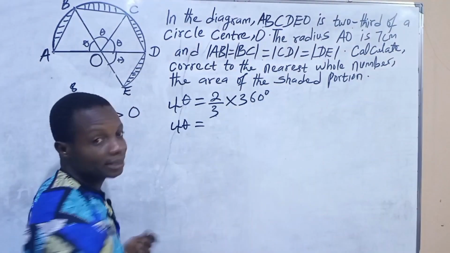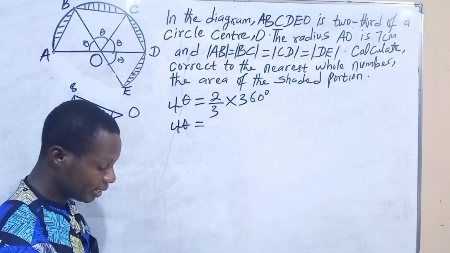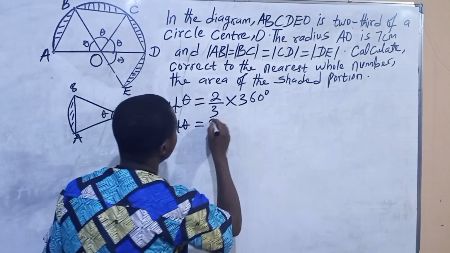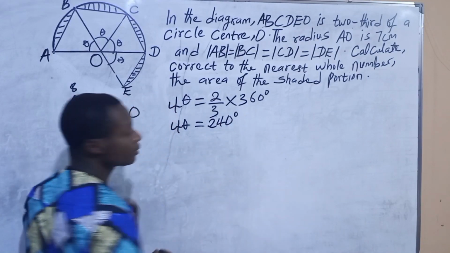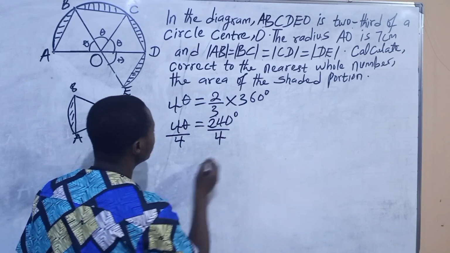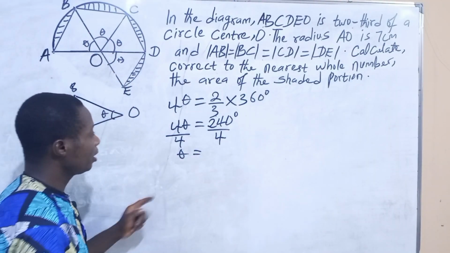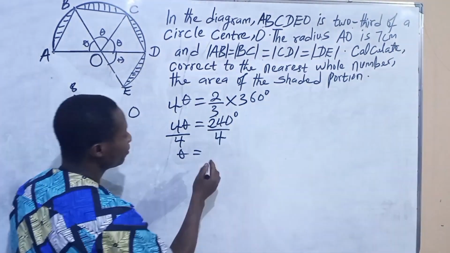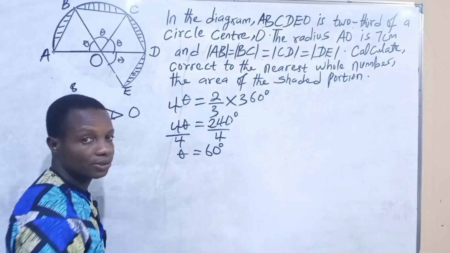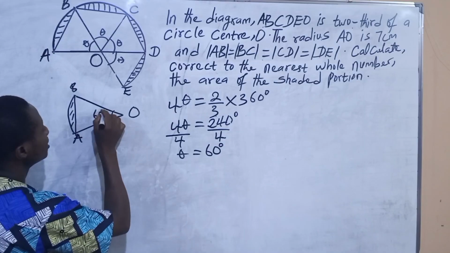Just multiply and divide. There's no need to waste time. So 2 times 360 is 720. Then divide by 3. That is 240 degrees. Then we divide both sides by 4, just to get the value of theta, which is the angle in one of the sectors. 240 divided by 4 is 60. That gives us 60 degrees. So the angle here is actually 60 degrees.